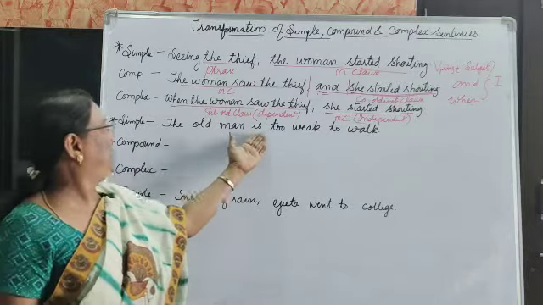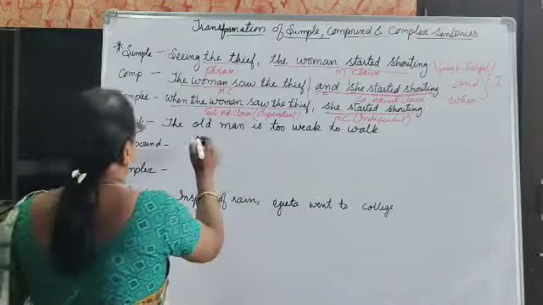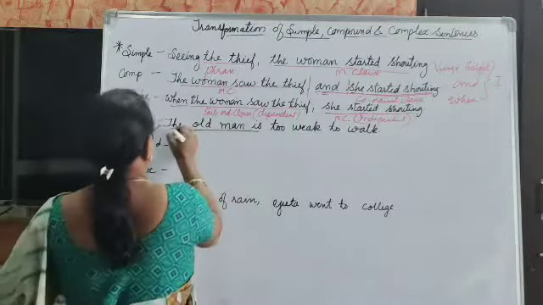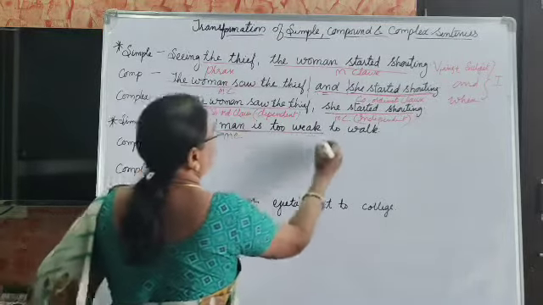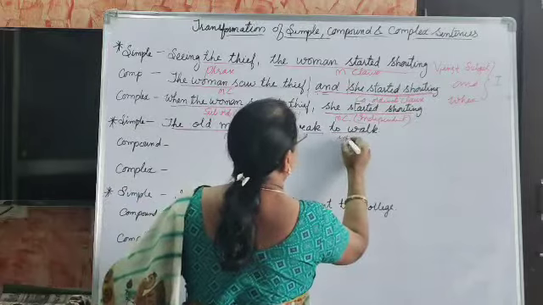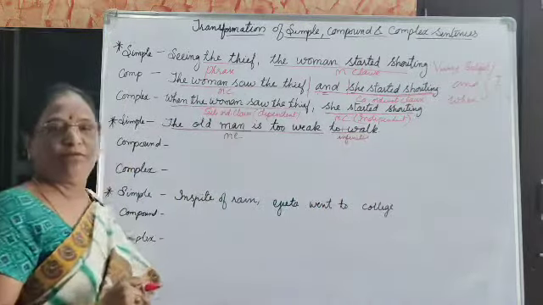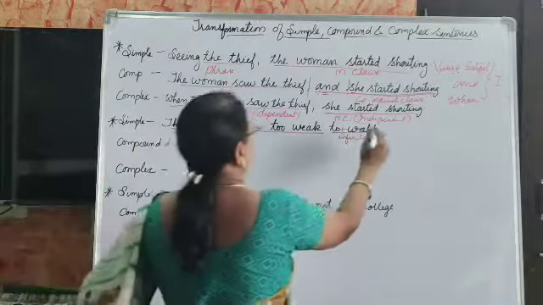Now next example: the old man is too weak to walk. The old man is too weak: this is the main clause. This is a to infinitive, to plus V1, that is an infinitive. This is the main clause. This is the phrase.